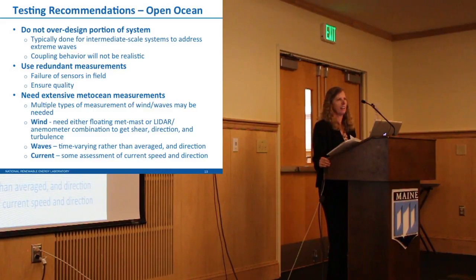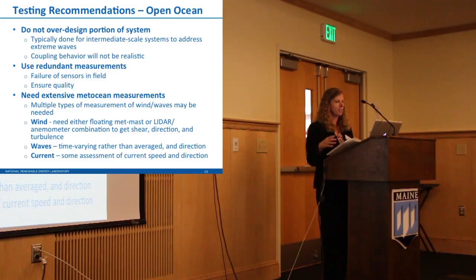The other area that's lacking is the mid-ocean conditions. As I said, they're very complex, and people are just doing single point measurements of what these conditions are, and they're not really capturing the quality of what they are. We need a lot more mid-ocean measurements, and different types. For wind, we need a floating met mast, or a combination of a LiDAR and an anemometer at different points. For waves, we really need the time-varying measurement rather than an average over 20 minutes, and we need to know the direction. And we also need to capture the current, which a lot of people are ignoring.